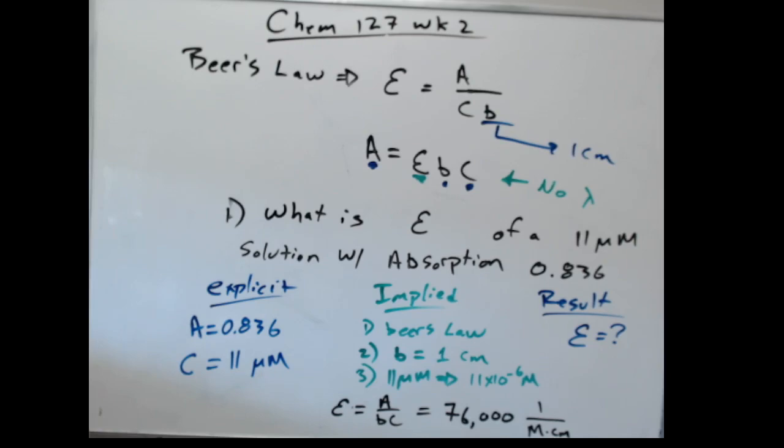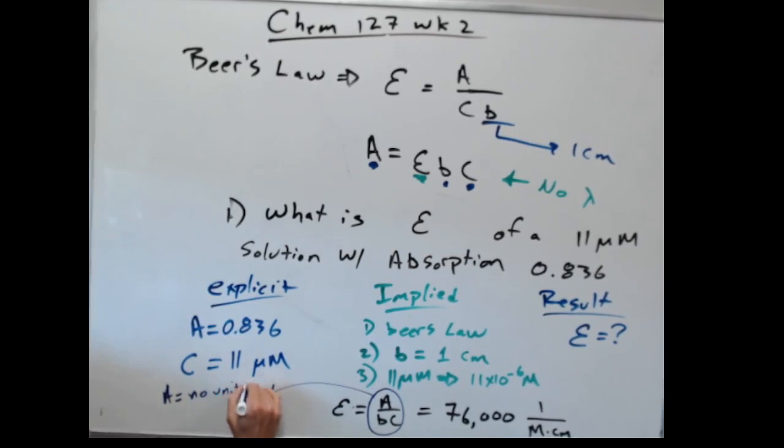Wait, I'm confused how you got the units to be 1 over molarity times centimeters. So notice, if we look at the units of everything that's here, absorption has no units, because it's a ratio of intensity to intensity. Path length is in units of centimeters. Concentration is in units of molarity.